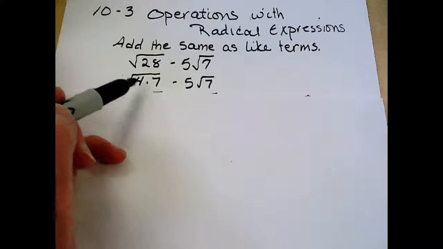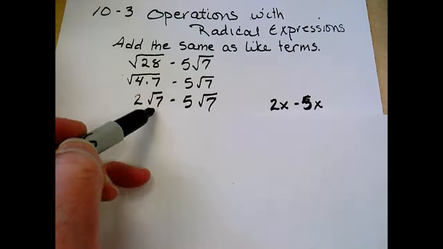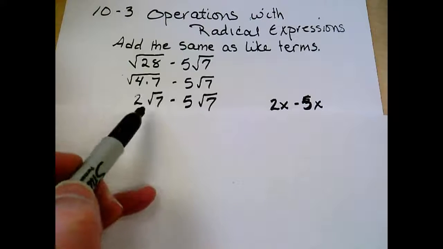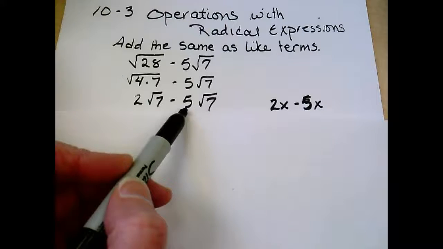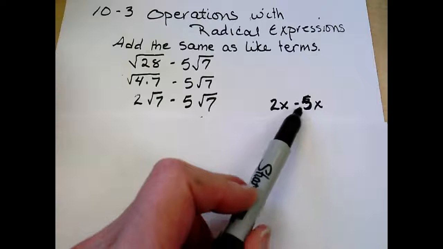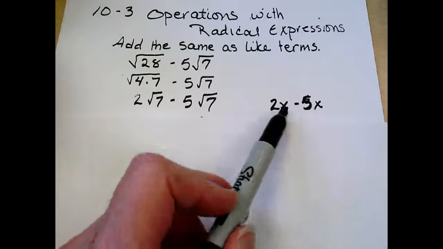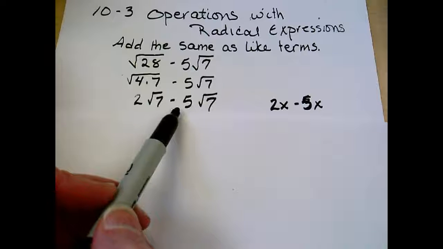The 28 is 4 times 7. The square root of 4 is 2. The square root of 7 I don't know, so it stays. So now I have 2 square roots of 7 minus 5 square roots of 7. If you need to, you can look at that as 2x minus 5x. So 2 minus 5 is negative 3.